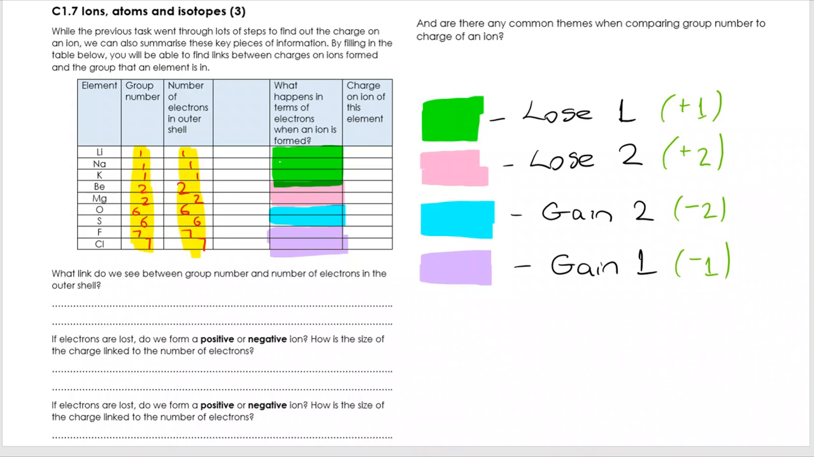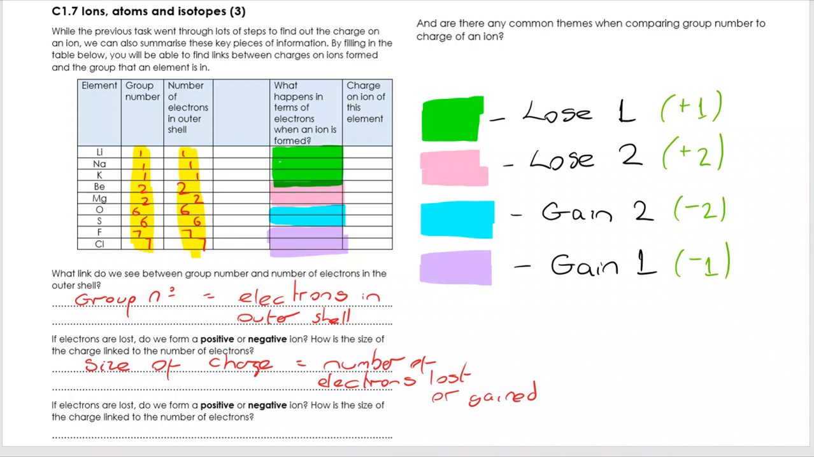And if we take a look through these questions at the bottom, we can see very clearly the group number is equal to the number of electrons in the outer shell. And then these questions are sort of answered together here. If electrons are lost, we end up with a positive ion. If electrons are gained, we end up with a negative ion. But the number of electrons lost or gained is the size, or the magnitude, of the charge. Group 2, lose 2, plus 2. Group 6, gain 2, minus 2.